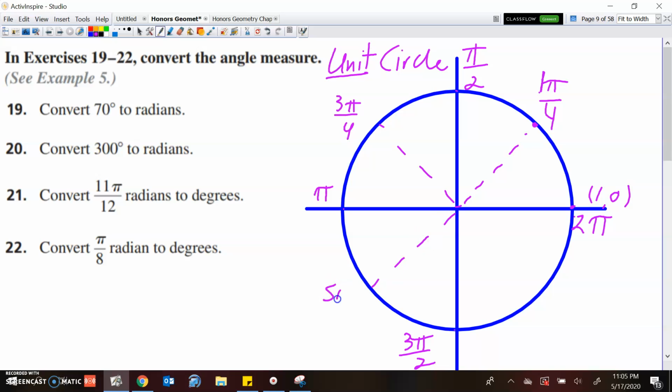This is 5 pi over 4. Then we have 6 pi over 4 is 3 pi over 2. And then moving on, we have 7 pi over 4. And then 8 pi over 4 is 2 pi. And then you can go further. You could break these into thirds. Okay, and we'll stop at this one because these are most common.